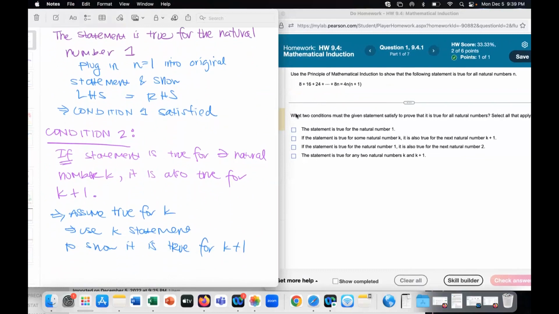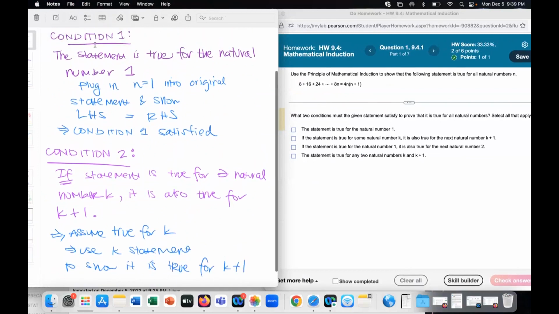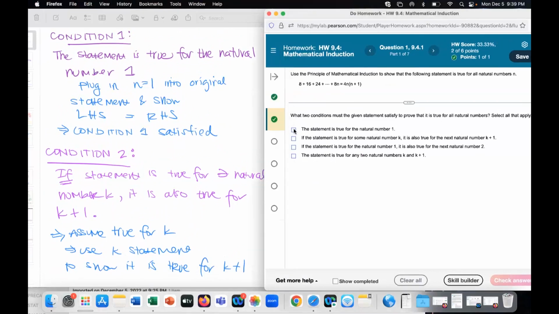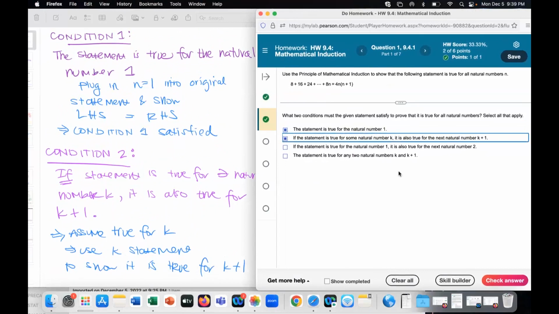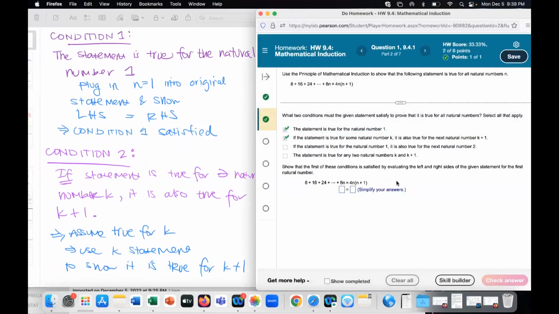But this first part is asking what are the two conditions. So those are the two that I just wrote here. We're going to match it up. So we have to always show that it is true for the natural number 1. So we show that it is true for that n equal to 1 case, okay? And then the second condition, so they want both of them. There's 2 conditions. And this is always true for mathematical induction: if it's true for some natural number k, it is also true for the next natural number k plus 1. Okay? So those are the 2 statements you want to pick. We're going to check that answer. And there we go. Good.